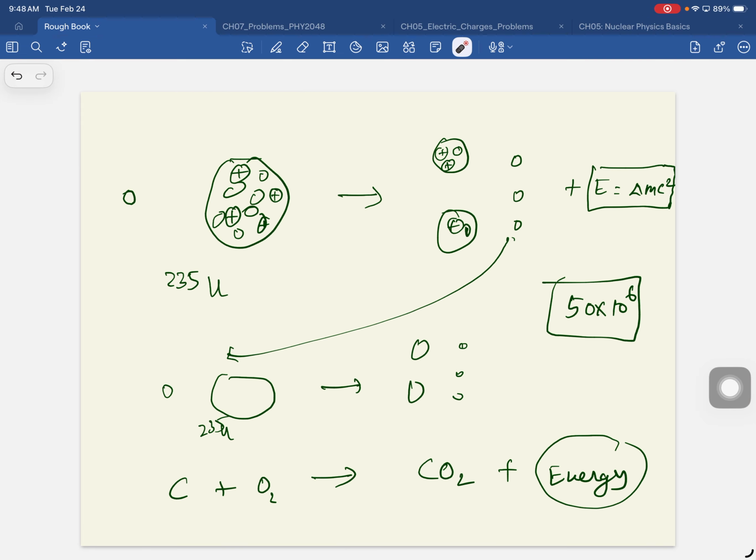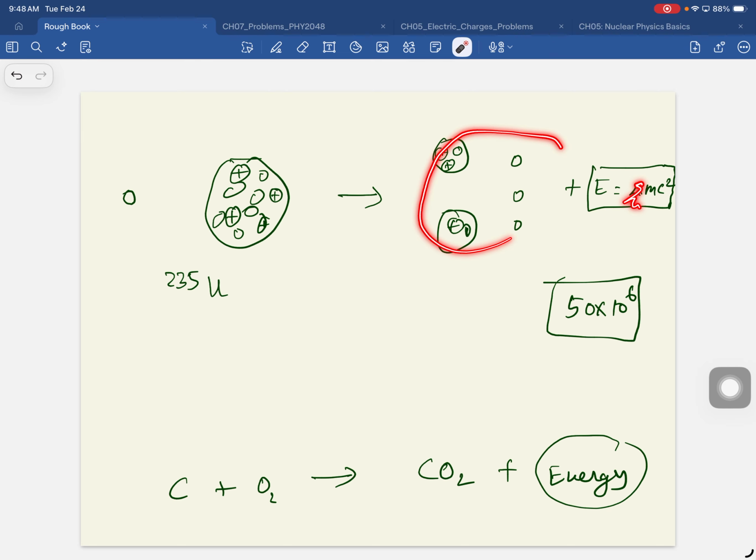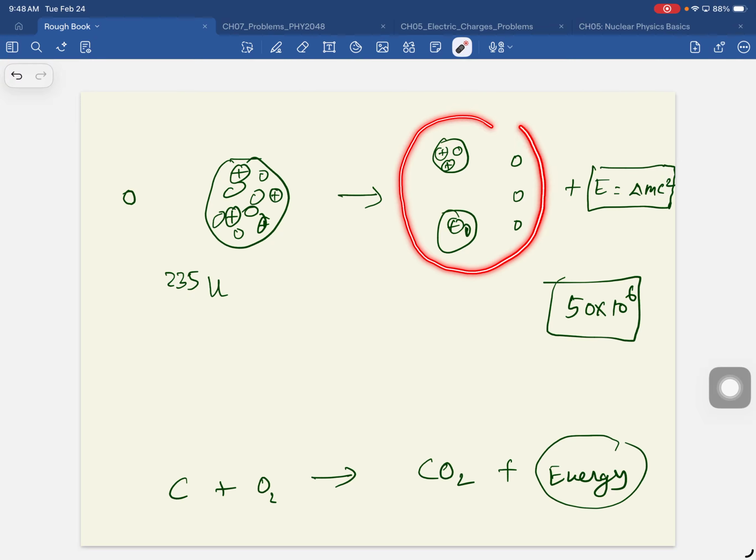All right, so I'm going to erase this so we understand this. So you saw that there's energy released, and the energy released in this reaction is 50 million times greater than the energy released here. Like I said, this is going at 20,000 kilometers a second. This stuff is hot.